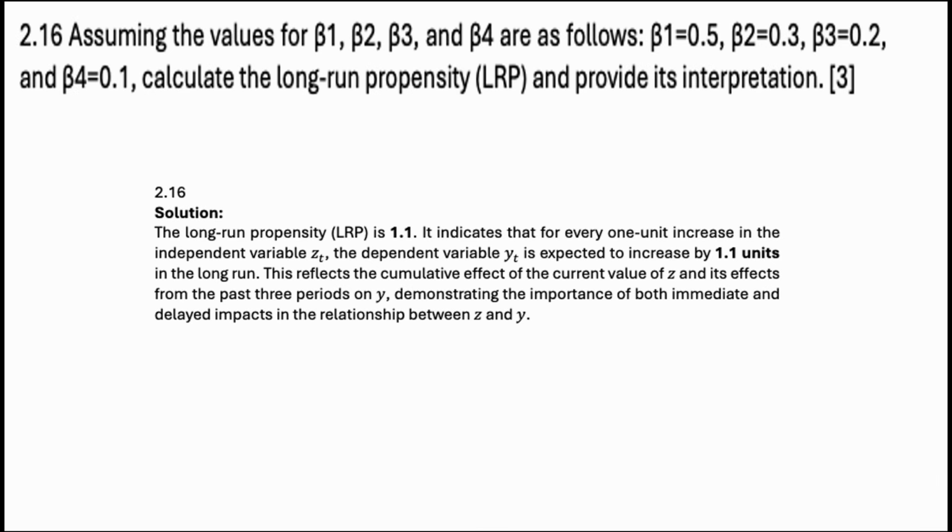So it indicates that for every 1 unit increase in the independent variable z of t, the dependent variable y of t is expected to increase by 1.1 units in the long run. So this reflects the cumulative effect of the current value of the explanatory variable z and its effects from the past 3 periods on y, or the past however many periods, demonstrating the importance of immediate and delayed impacts in the relationship between z and y.